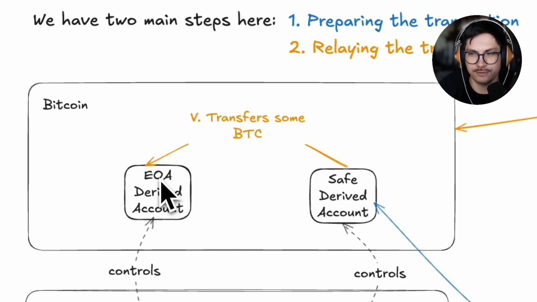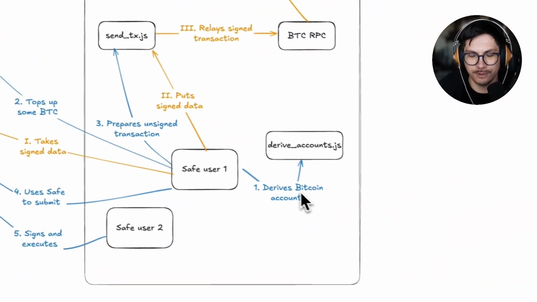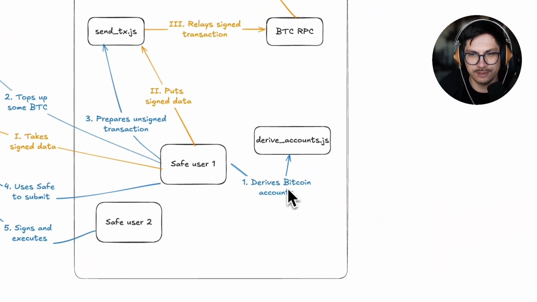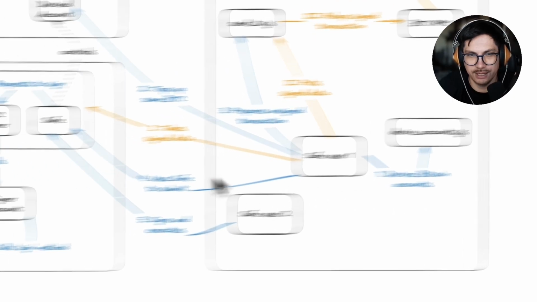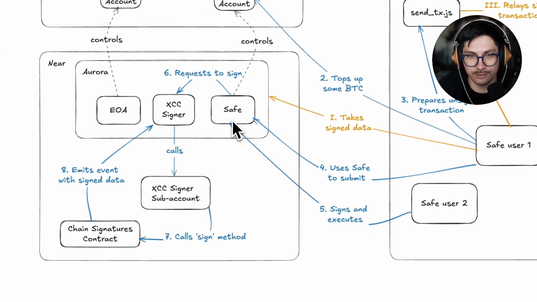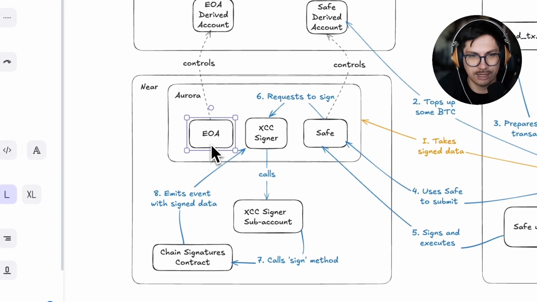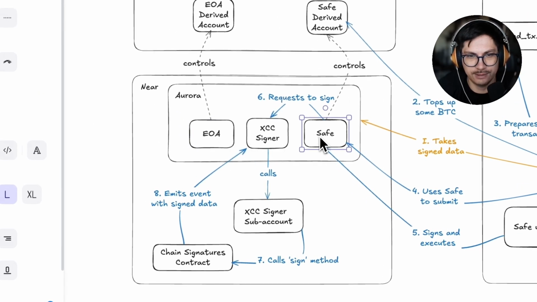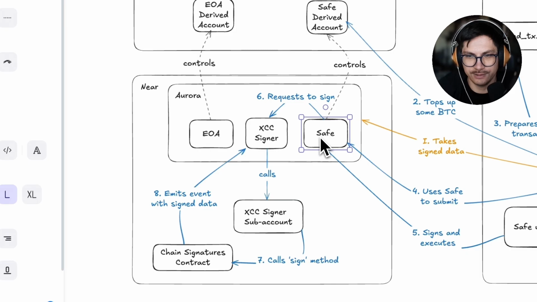He wants to transfer some BTC from the Safe's derived account to some EOA's derived account on the Bitcoin network. So first of all, this Safe user will need to derive the Bitcoin accounts of the corresponding EOAs or smart contracts on Aurora. So we will use some EOA address and the Safe address here.